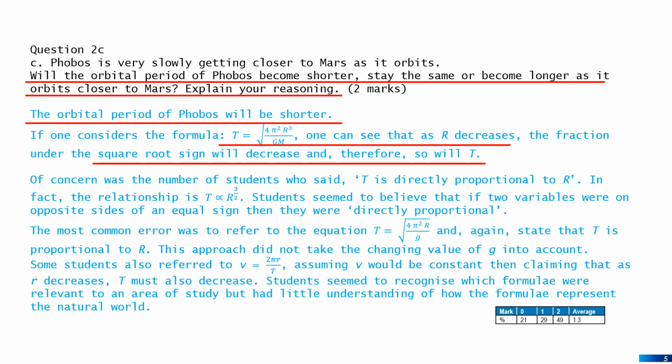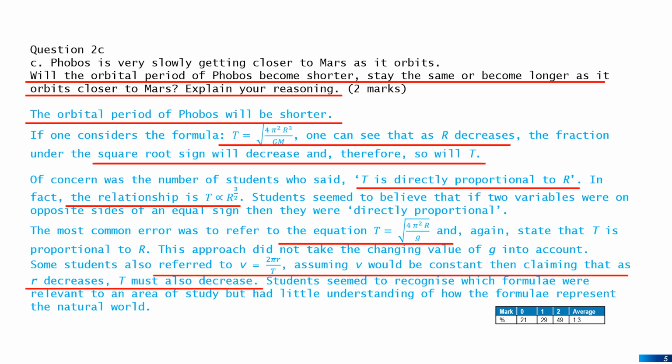One of the errors is T is directly proportional to r. T is proportional to r raised to the 3/2 power. Another error refers to the equation including gravitational field strength and states that T is proportional to r. This approach did not take the changing value of g into account. Some students referred to speed, radii, and period, assuming speed would be constant and then claiming that as r decreases, T must also decrease. However, speed is not constant when Phobos changes orbit.